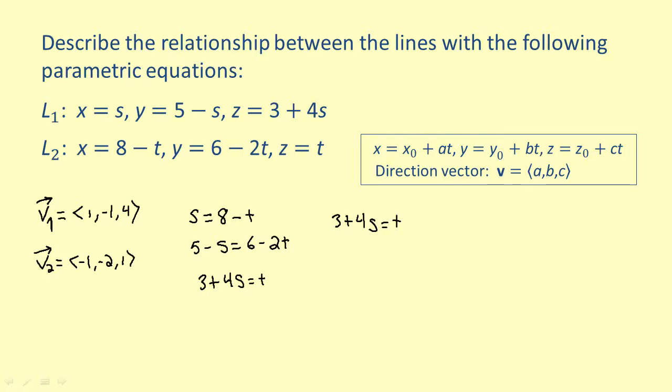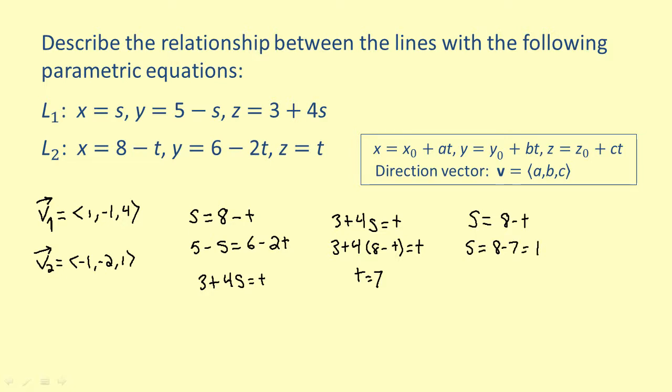We begin with 3 plus 4s equals t and substitute to obtain 3 plus 4 times the quantity 8 minus t equals t. This can be solved for t to obtain t equals 7. We can substitute this result back into the first equation to obtain s equals 1.